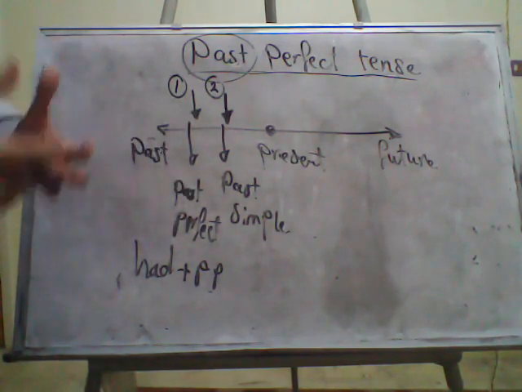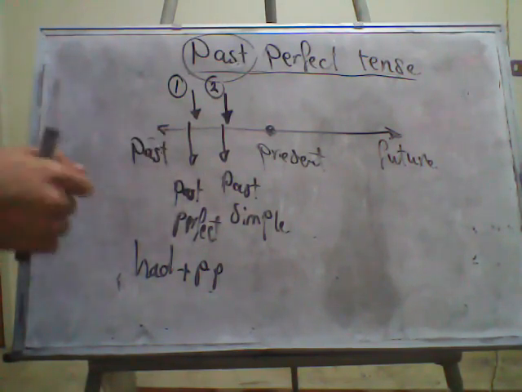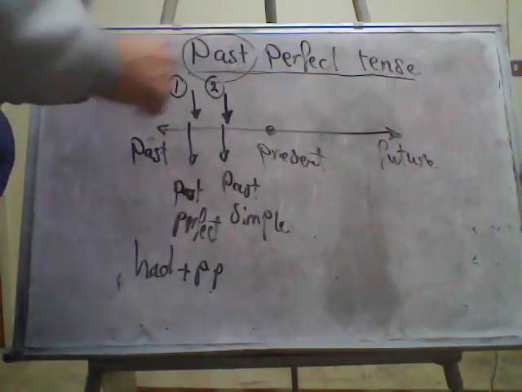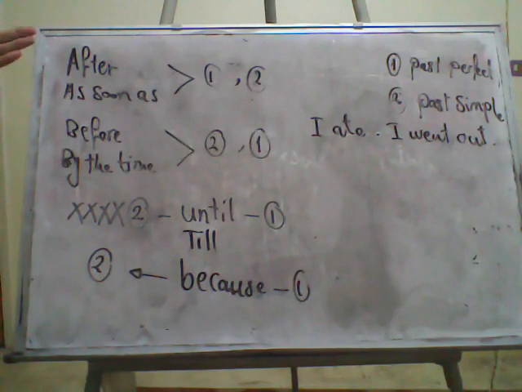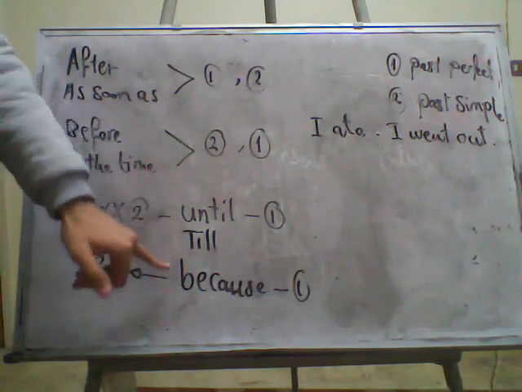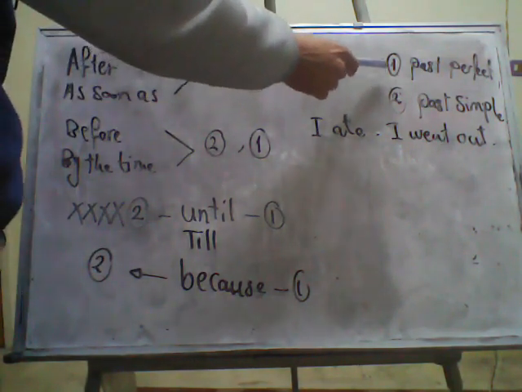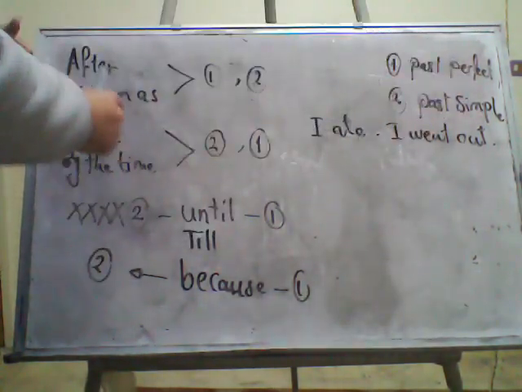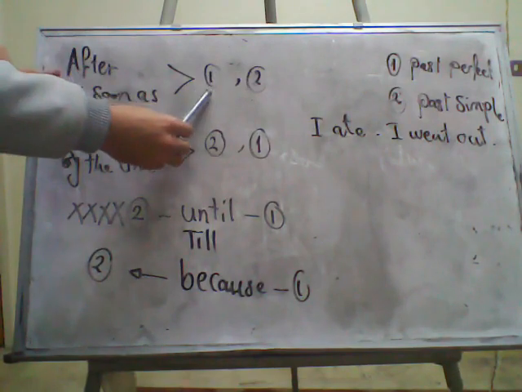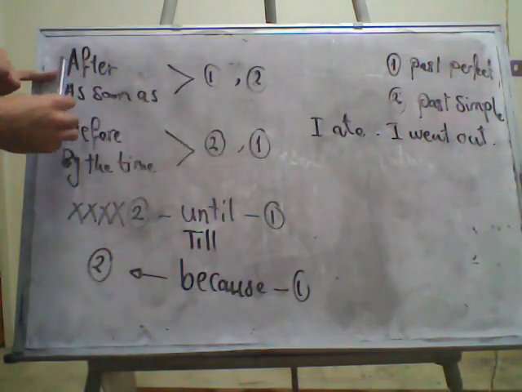So we are going to have some conjunctions or connectors. Now I'm going to write the conjunctions with time sequences. Here we have the normal conjunctions: after, as soon as, before, by the time, until, till, because. Okay? Put your eyes here, you will find that I mentioned by the word one, the past perfect, and two, the past simple. So when I write here, after plus one, it means I'm going to use the past perfect after the linker after.